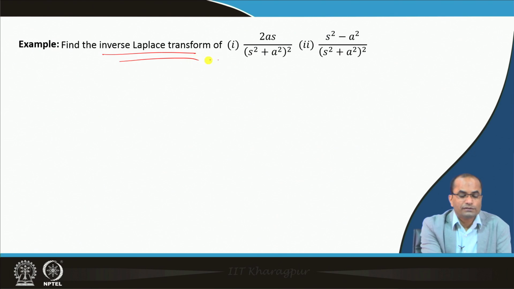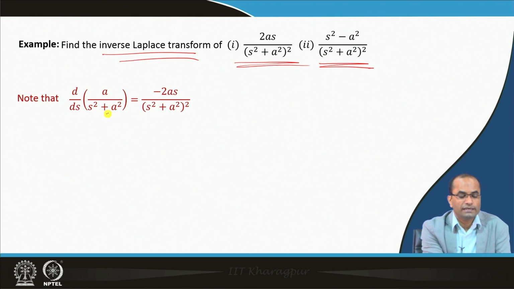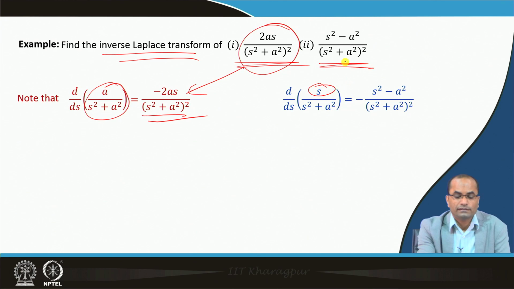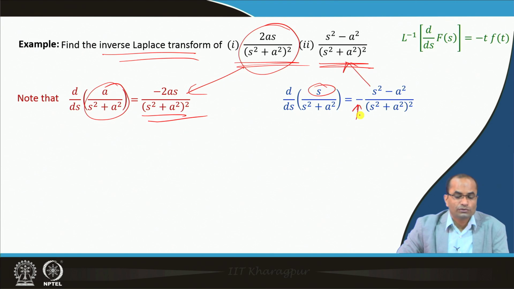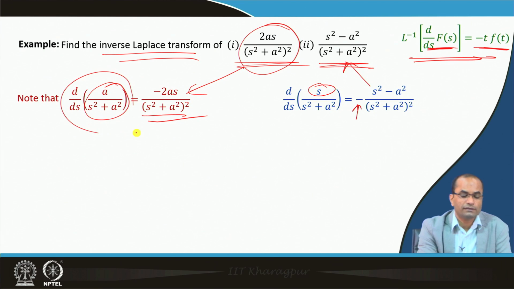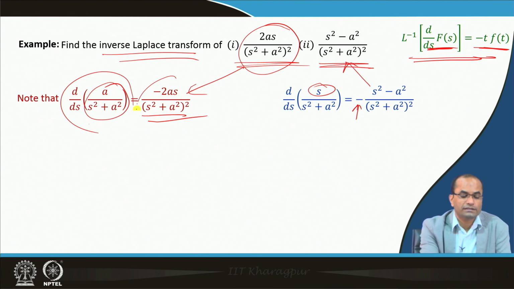If we want to find the inverse Laplace transform of these functions, for instance, again we apply this property. We should notice that d over ds of a over s square plus a square is this function with a minus sign, and if we take s over s square plus a square, this is actually this function with again a minus sign. We know the result that d over ds of F(s) is minus t f(t), so we can apply this result to get the inverse Laplace of these given functions.